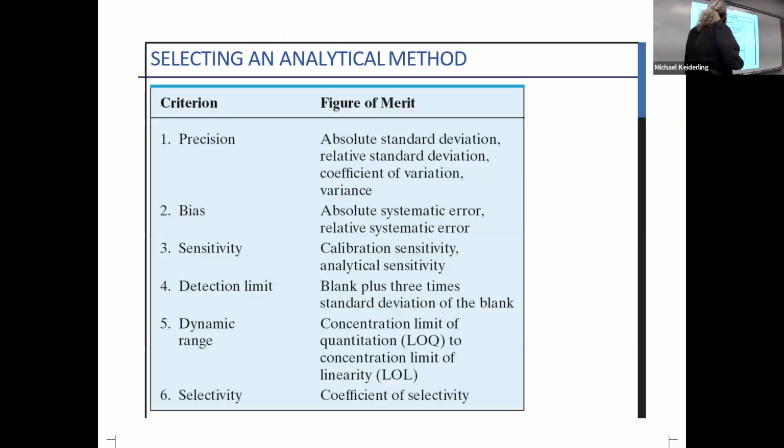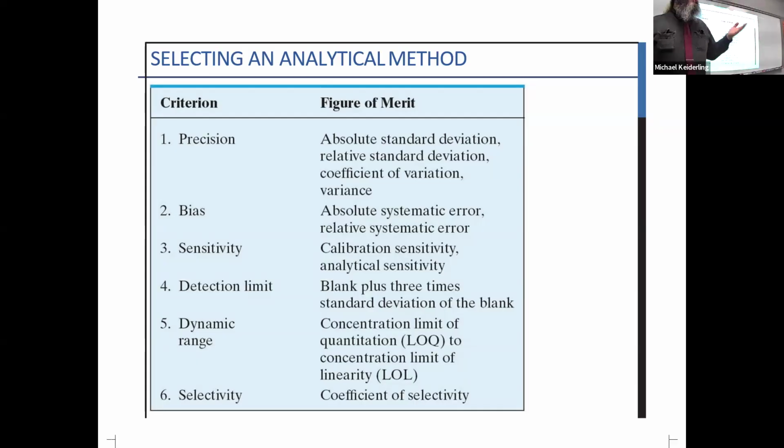So here's the sort of things you might look at when selecting an analytical method. Precision, which you measure with things like absolute standard deviation, relative standard deviation, coefficient of variation or variance. Bias is things like absolute systematic error or relative systematic error. Sensitivity are things like calibration sensitivity and analytical sensitivity. How much signal do you get for a certain amount of analyte?